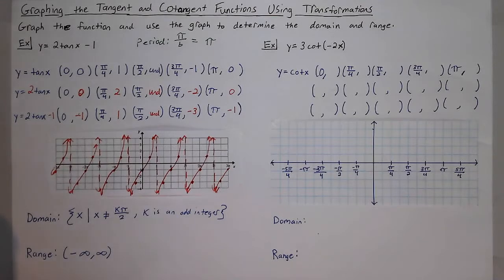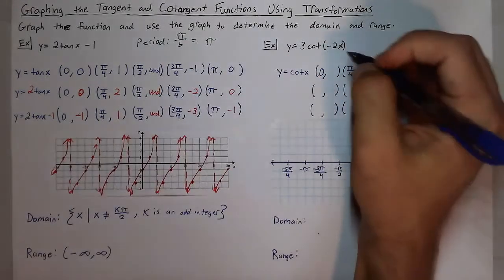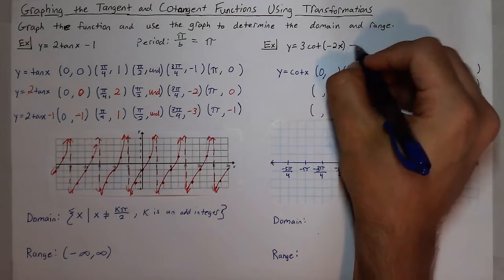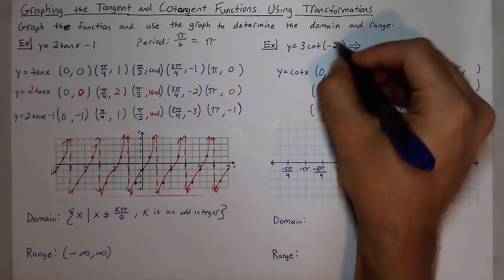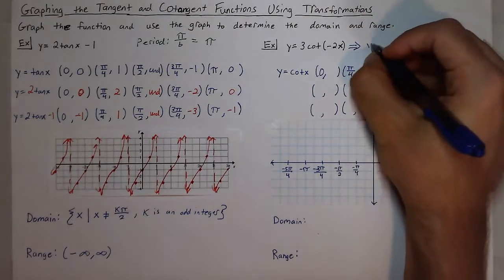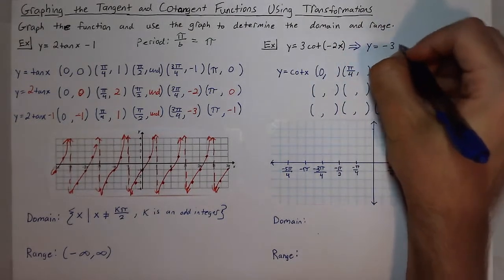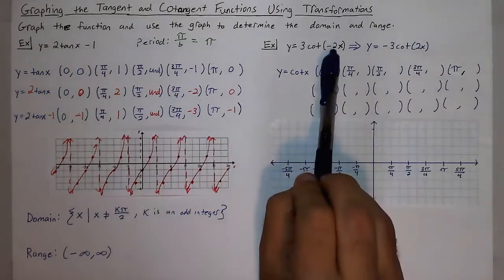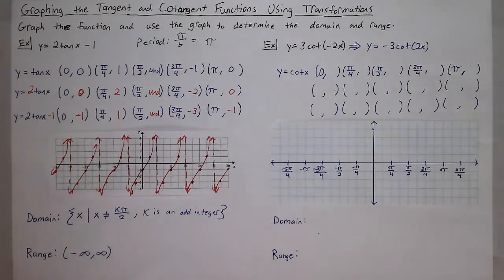Now next we're going to look at y is equal to 3 cotangent of negative 2x. To start this problem off, I have a negative inside my trig function, and I know how to take care of those now. So y should equal negative 3 cotangent of 2x. That negative just comes on the outside since cotangent is an odd function.